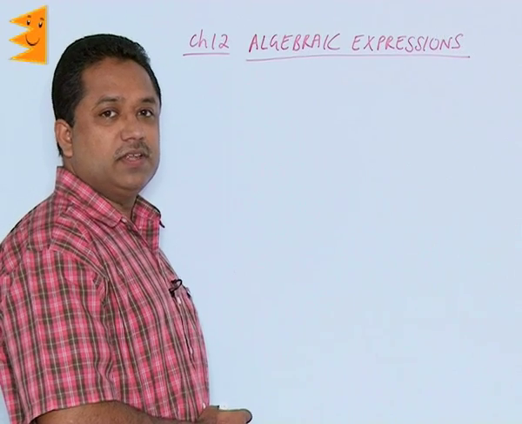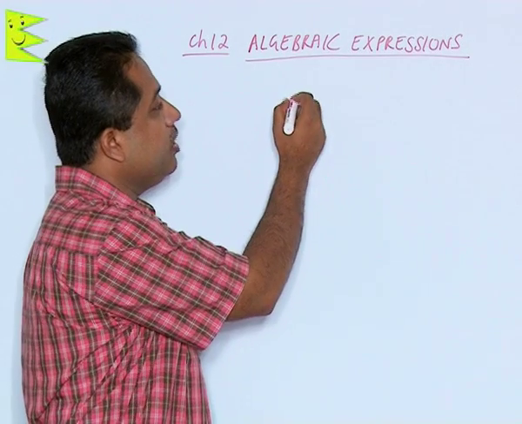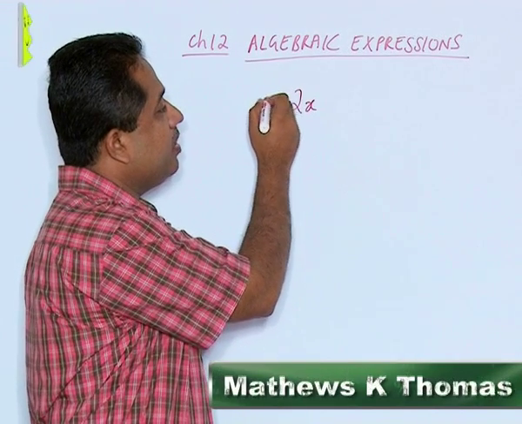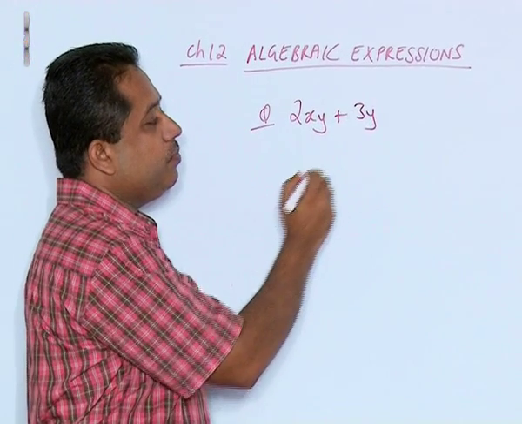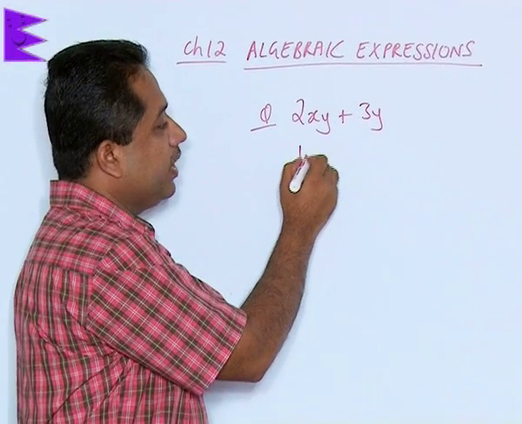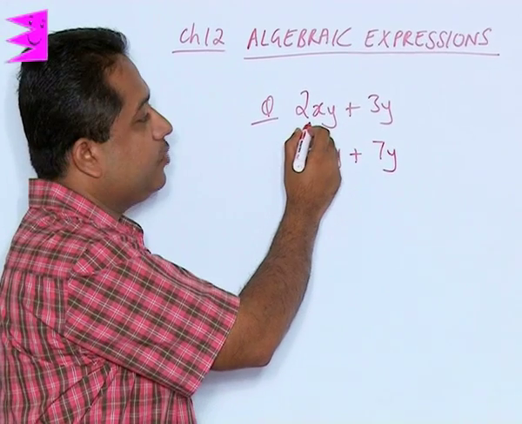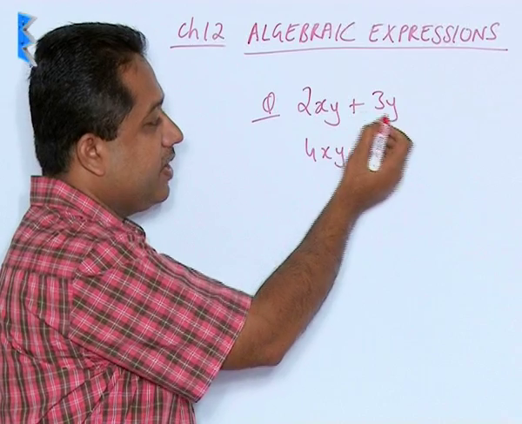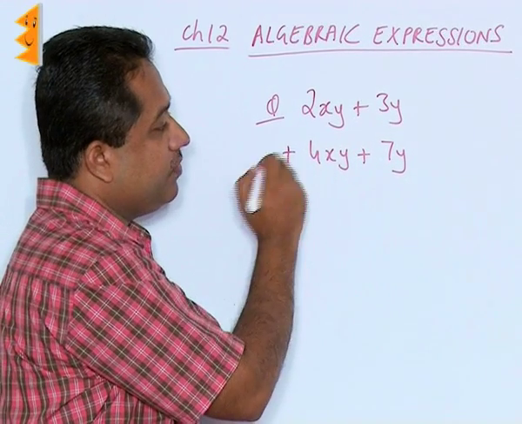Now, let us try to understand how we are going to add two expressions given to us. Let us say we are having a question here, 2xy plus 3y has to be added to 4xy plus 7y. Now, here we have an expression 2xy plus 3y and we have to add it to another expression 4xy plus 7y.